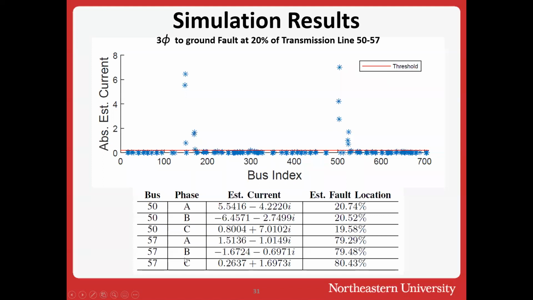You notice that they are all referring to bus 50, phase ABC, and bus 57, phase ABC. Those are the terminal buses of the faulted transmission line. If you look at the fault location estimation from the 50 end, it's roughly 20%, because the fault is 20% away from that terminal. And if you look at the other terminal, it's going to be 80%, and it's roughly 80% within 1% error.